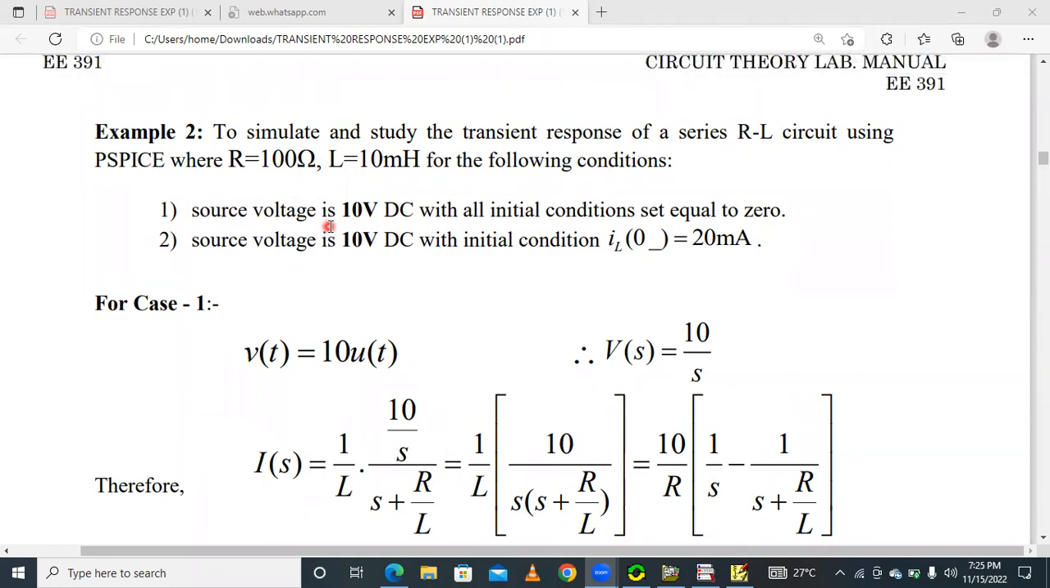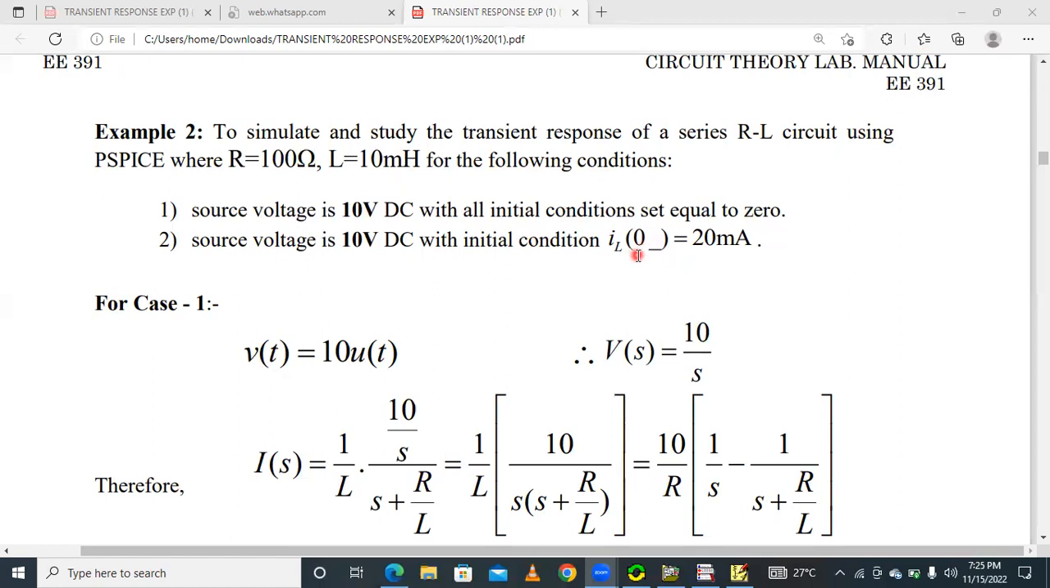By taking R equal to 100 ohms and L equal to 10 millihenry for a series RL circuit, we study the transient response. The first condition is that the source voltage is 10 volts DC with all initial conditions set equal to 0. The second condition is the same source voltage of 10 volts, no changes, but with the initial condition IL of 0 minus equal to 20 milliamps.